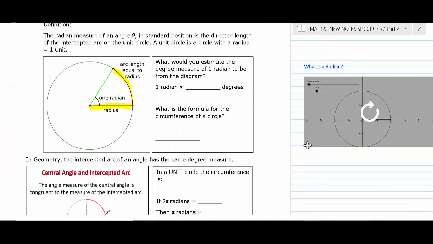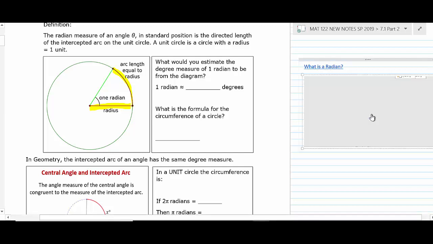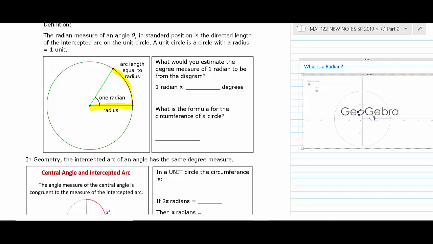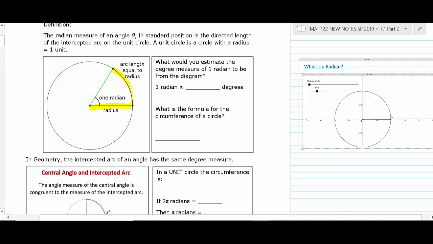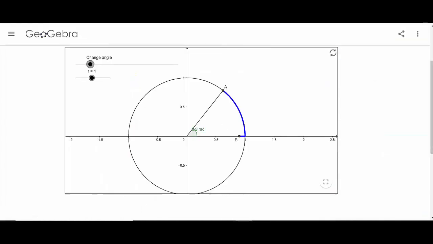To further demonstrate this, I'm going to open up this applet. It's a really good way to show students visually what we mean by a radian measure. As soon as this loads up, I'll take you through it. Here's what you have, and this is a really good thing to show students. Basically you have a radius of 1. I can change that radius, and I'm going to change this angle.